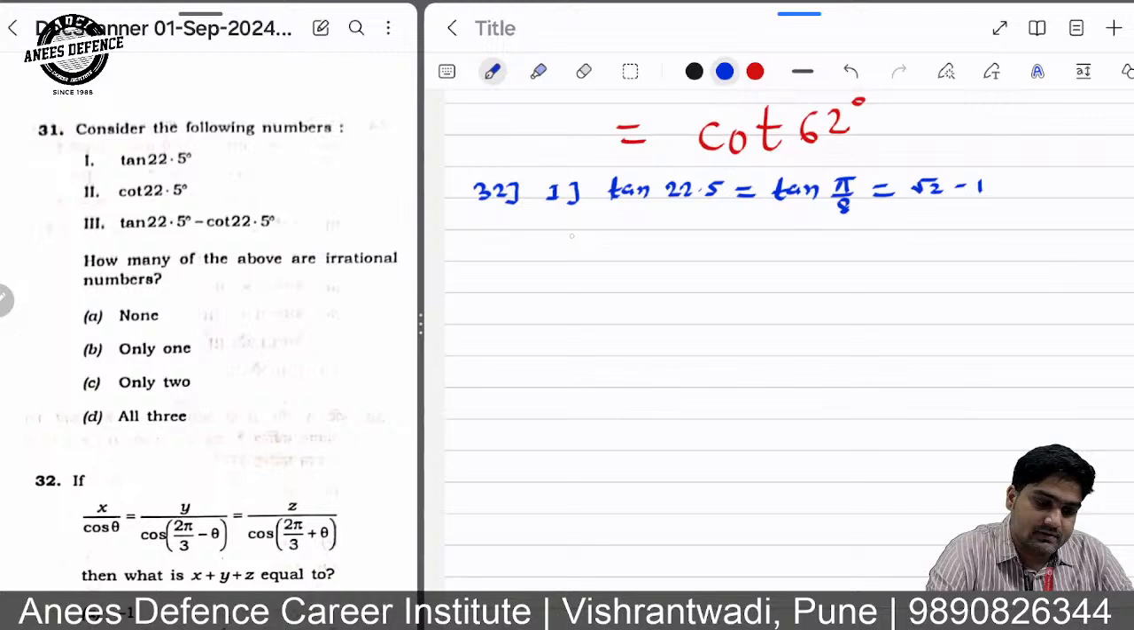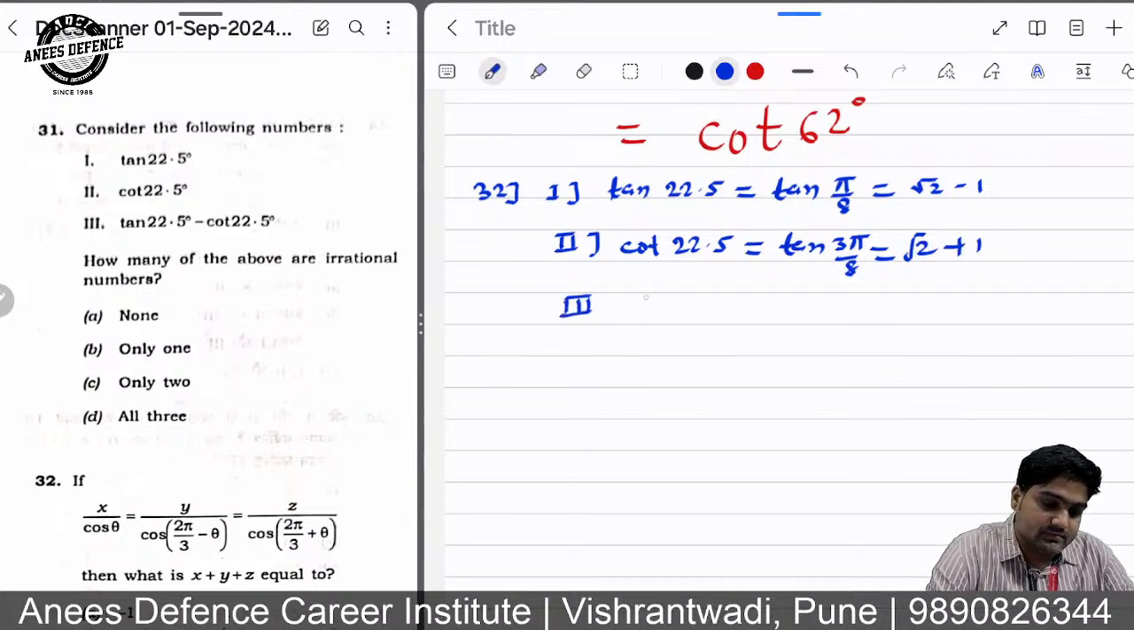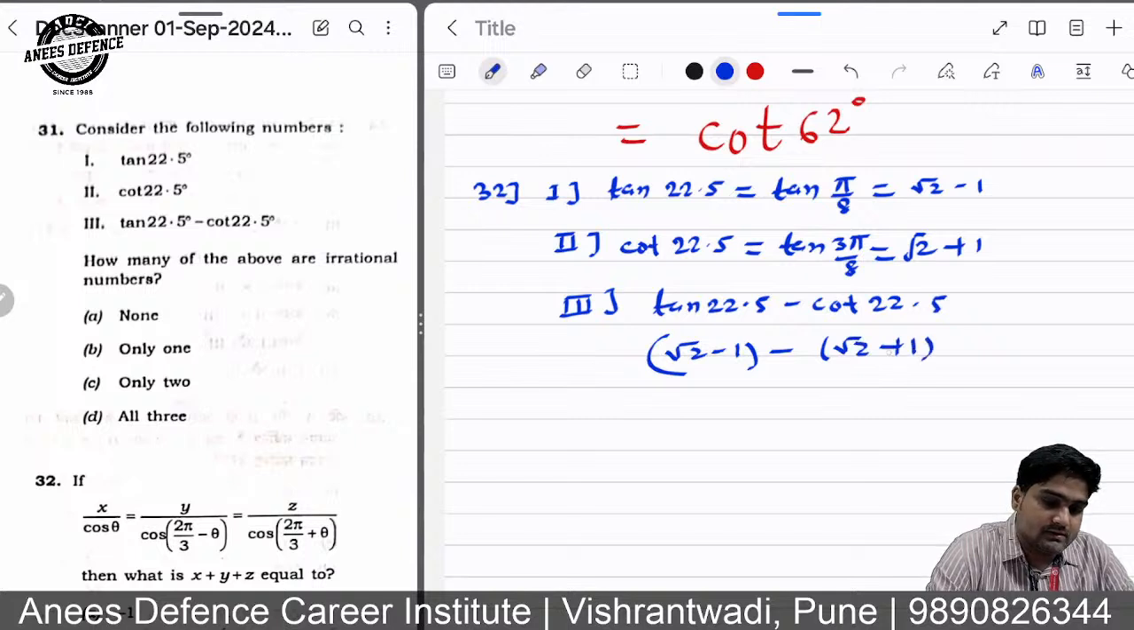So it's a rational. Statement 2 is given as cot 22.5. So we can write this one as cot 3 pi by 8. And this value is root 2 plus 1. Again, it's a rational. So both the statements are correct. So last statement. So we need to check the value of the last one. So it's tan 22.5 minus cot 22.5. So root 2 minus 1 minus of root 2 plus 1. So root 2 gets cancelled out. So it's a minus 2. So it's a rational number. So statements 1, 2, and 3 are rational numbers. How many of the above are irrational numbers? So only 2. So 31, correct answer is C.